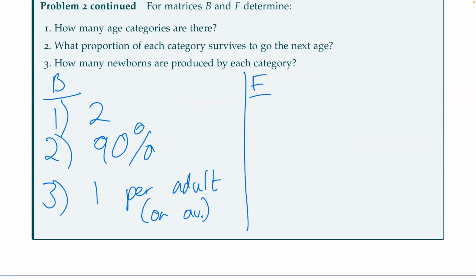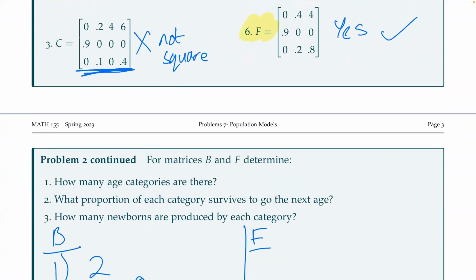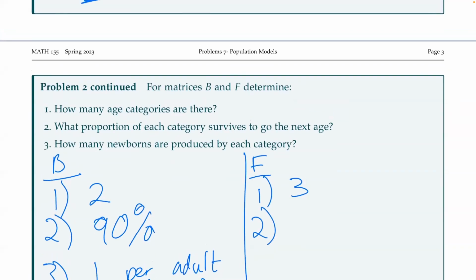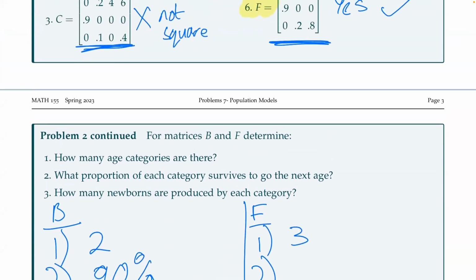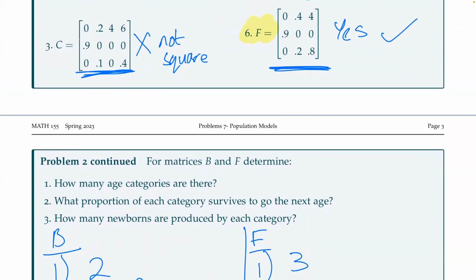Okay, let's go through matrix F. How many age categories in matrix F? 3. Okay, so again, this is a 3 by 3 matrix. The size of our matrix will tell us how many age classes there are. Because there are 3 age classes, for the next part, we're going to have 2 aging events, right? We've got to go from class 1 to class 2 to class 3. So what proportion of each of the first class survives to the second class?